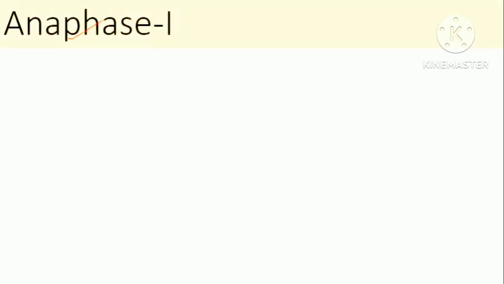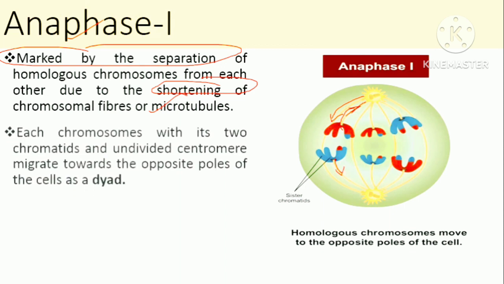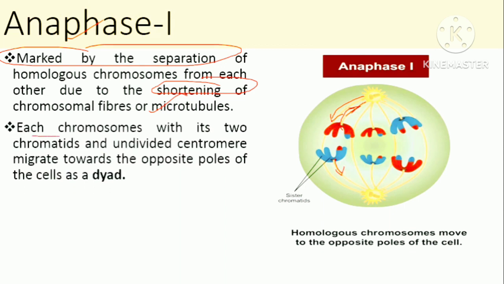Next comes anaphase 1. In this phase, there is separation of the chromosomes. It is marked by the separation of homologous chromosomes from each other due to the shortening of chromosomal fibers, or microtubules. Due to the shortening of these spindle fibers, the chromosomes move towards opposite poles, and this separation stage is known as anaphase 1. Each chromosome with its two chromatids and undivided centromere migrates towards the opposite poles of the cell and is known as a dyad.